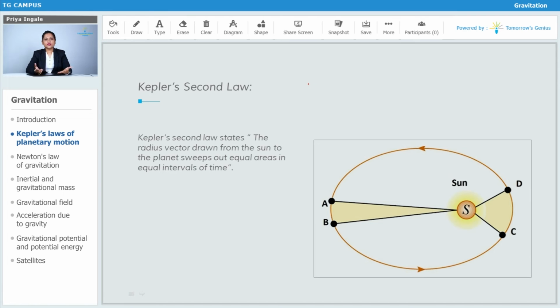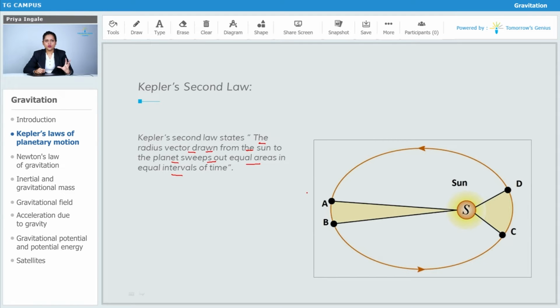Here we are done with Kepler's first law, and now we'll start with Kepler's second law, which is the law of areas, right? We have already discussed. So according to the second law, let us see the statement. The radius vector drawn from the sun to the planet sweeps out equal areas in equal intervals of time.